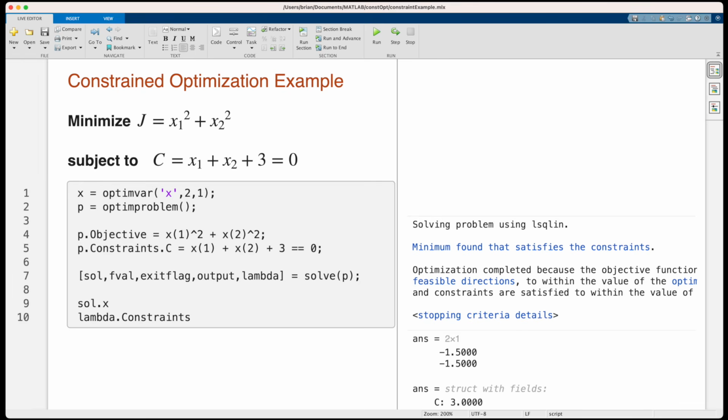Hopefully you have a better understanding of how the Lagrangian plays a role in constrained optimization problems and what the Lagrange multiplier is actually doing. And I've left links below to several different resources and MATLAB examples if you want to learn more.